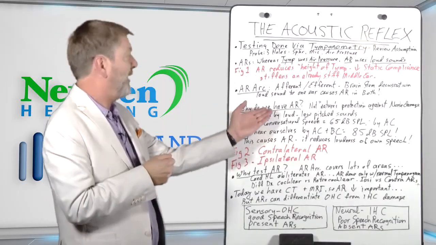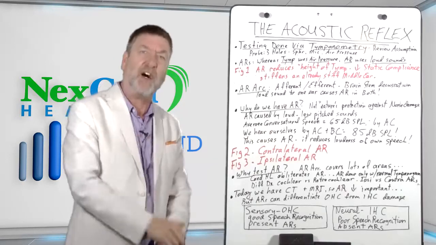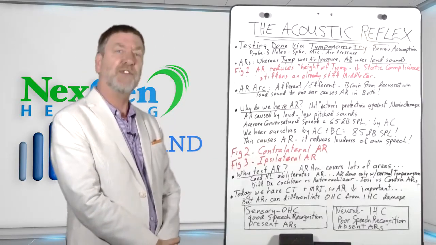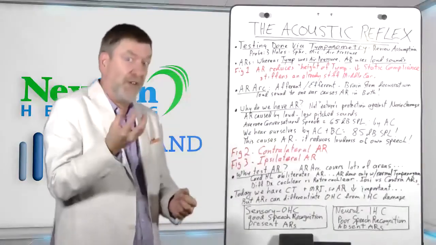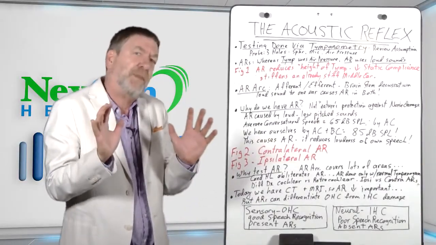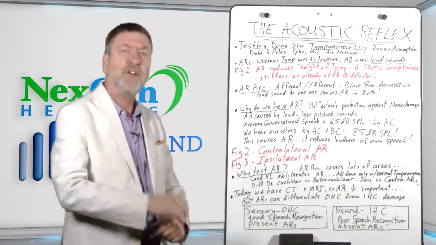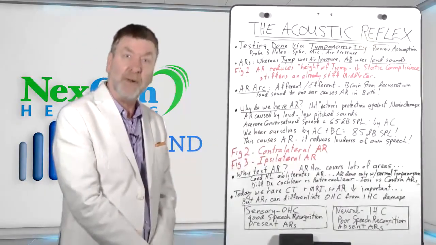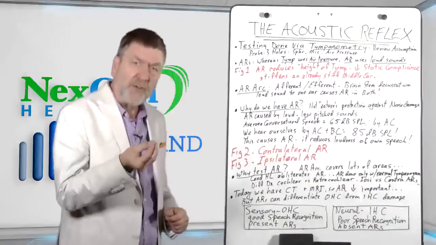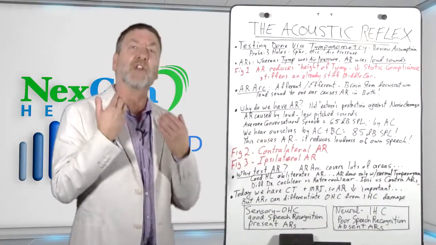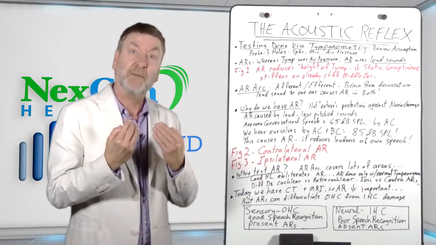Why do we have an acoustic reflex in the first place? It used to be thought that the acoustic reflex was nature's own protection against noise-induced hearing loss. It was nature's way of stopping hair cell damage due to loud sound stimulation. We don't really think that anymore. Really, the acoustic reflex occurs in order to reduce the loudness of one's own voice while one is speaking.